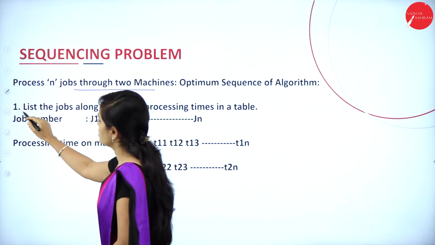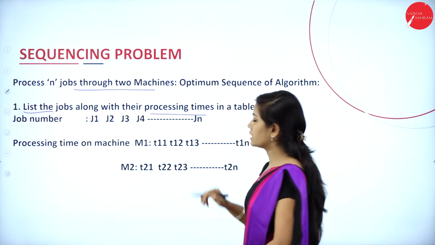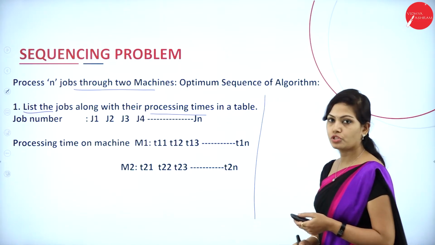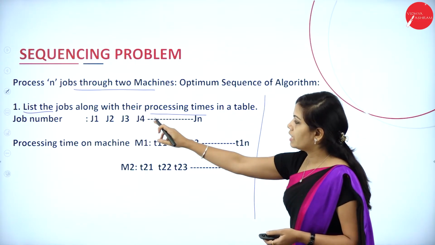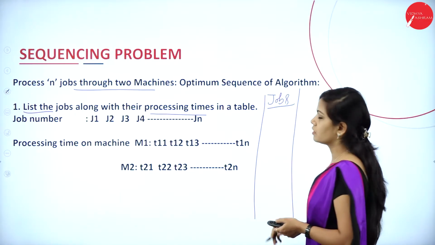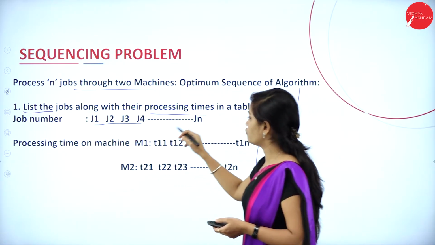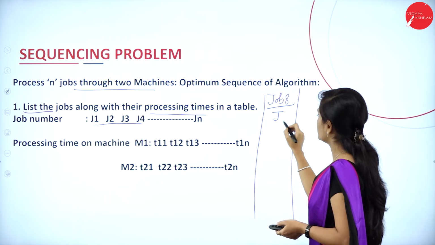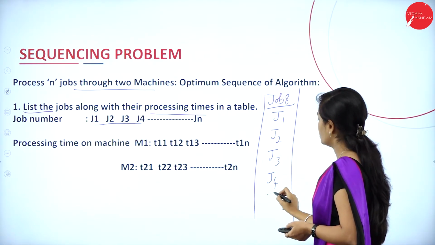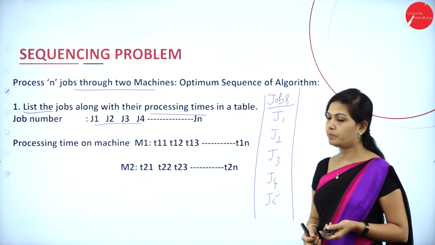First step in the sequencing problem: list the jobs along with their processing times in a table. In the exam, they will give one table for job sequencing, that is, a list of jobs. Example, jobs J1, J2, J3, J4 up to Jn, that is job 1, job 2, job 3, job 4 and job 5. Sometimes you will get job 6 or job 9, etc.